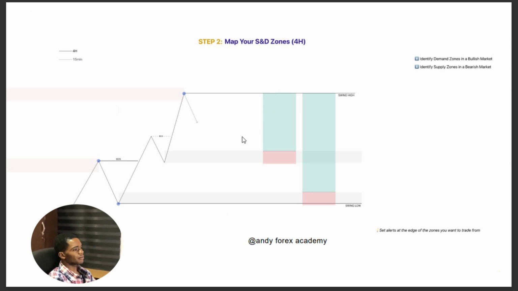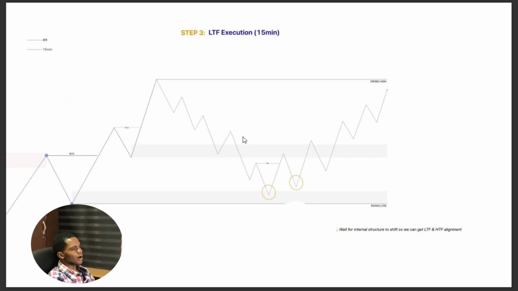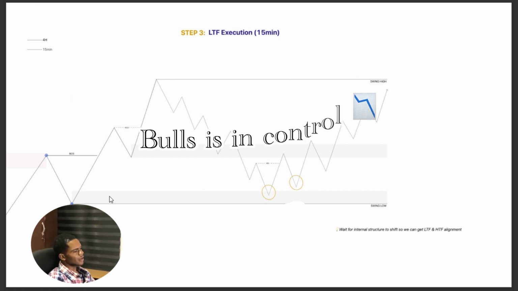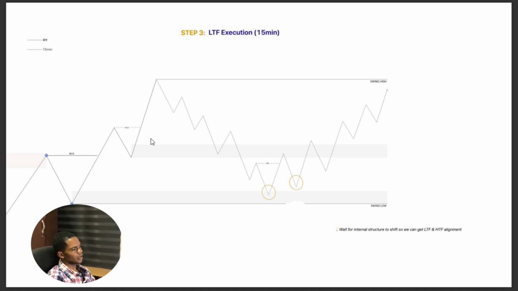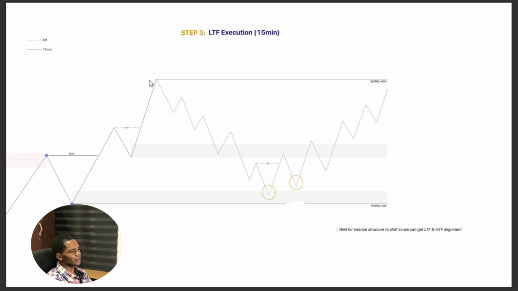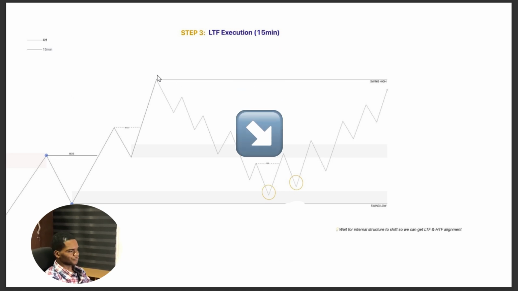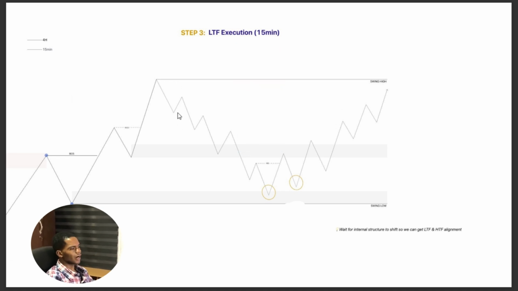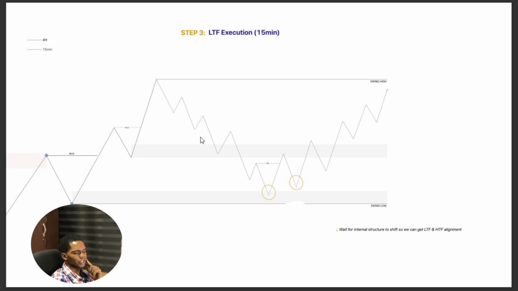On step 3, we are now on a 15-minute time frame. Over this 15-minute time frame, we see that bulls are in control. It still gives us a break of structure as usual, but it gets to some form of supply zone. Here, supply took over and began to push price down, giving us lower high, lower low, lower high, lower low, and it continues like that to the downside.